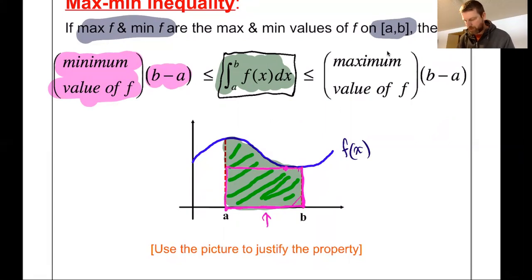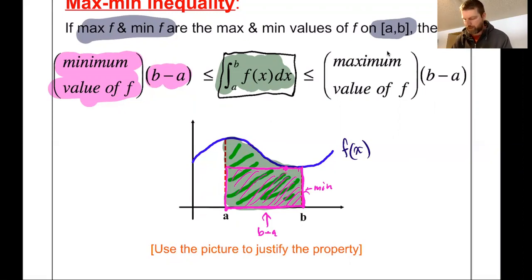And it seems pretty clear that if I take the minimum value times b minus a, that width, that's clearly going to give me an area that's less than the area in green there, because there's going to be some value higher that goes above that minimum, right?